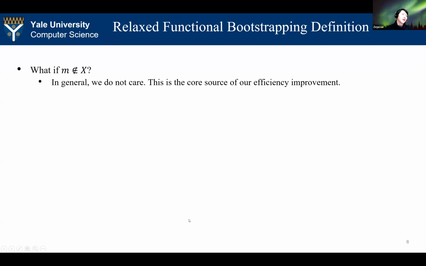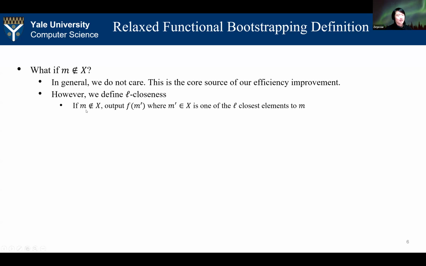In general, we actually do not care. This is the core source of our efficiency improvement, because we don't care about those parts, and so we can get some efficiency improvement compared to prior works. However, we do define some additional property which we call L-closeness. It basically means that this input m, if it's not in the valid input set, will output f(m') where this m' is indeed in the valid set X, but it's not m itself, but it is one of the L closest elements to m.